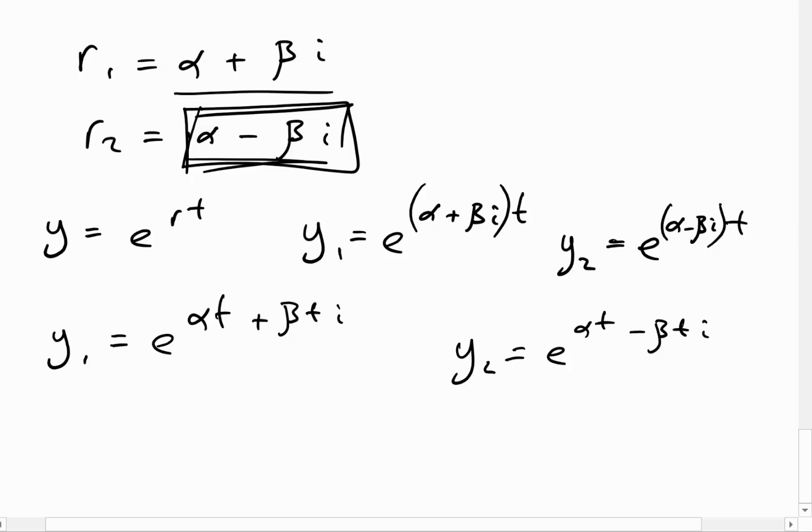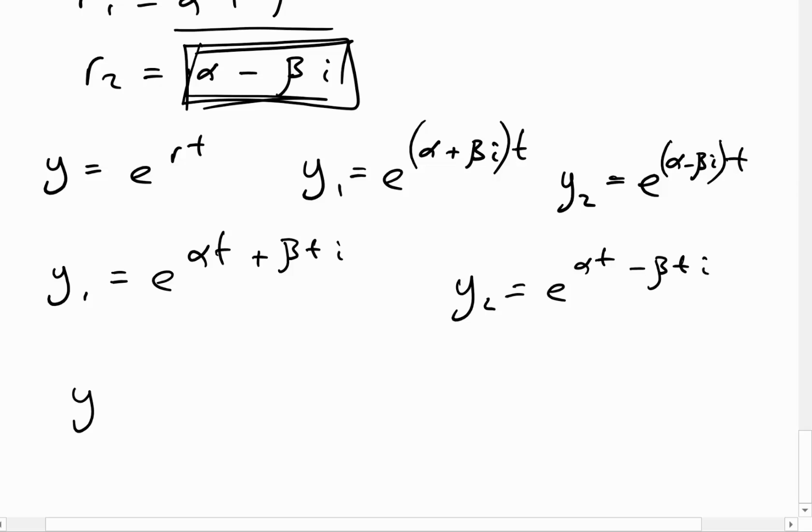Remember, just by power laws, when we've got powers where we've got two things added together, say for example we had 2 to the 3 times 2 to the 5, that's just the same thing as 2 to the 3 plus 5. We've got the same base, and we just add the powers together. We're going to do the same thing now, but in reverse. So this is going to be equal to e to the alpha t, times e to the beta t times i. I've just split that up into two individual indices.